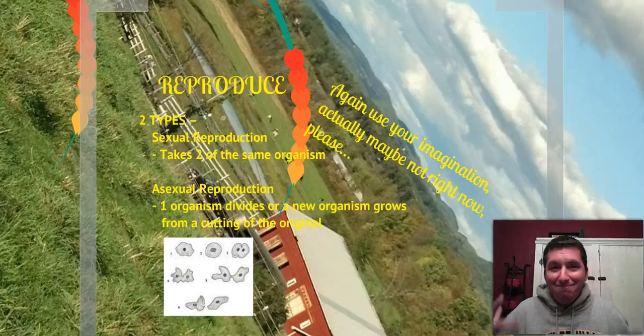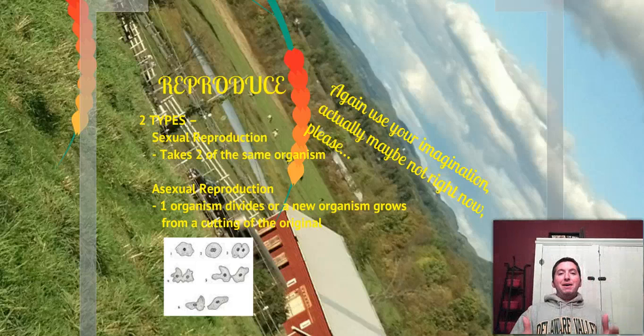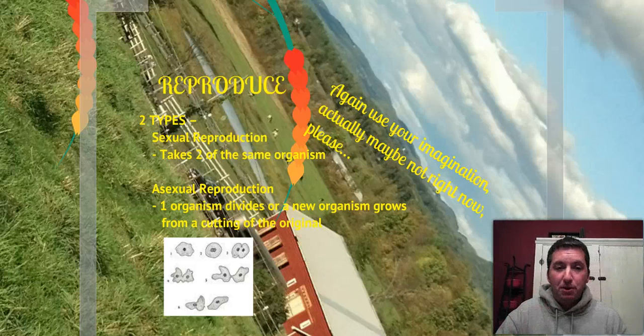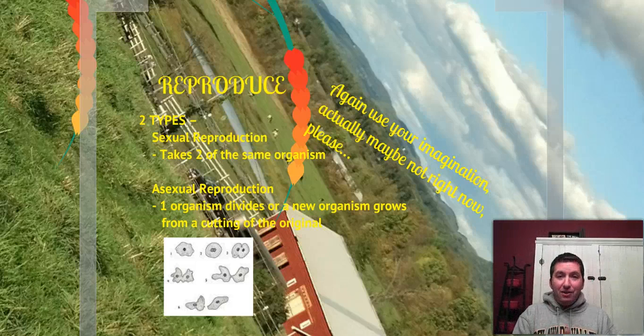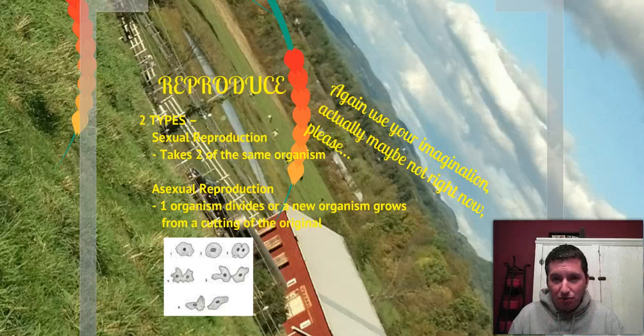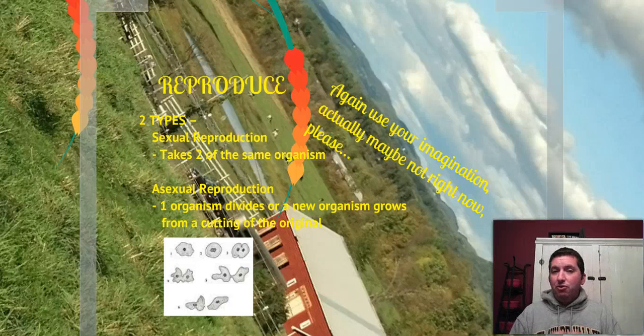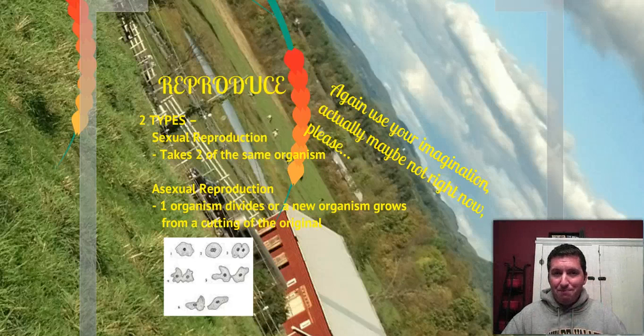Reproduction. Again, sorry, not giving you a video on that. But there's two types. You have sexual reproduction, which involves two of the same organism to be successful. And asexual reproduction is just one organism that typically just divides. Sometimes the organism will just go from one and divide into two, like the picture shows in the bottom left-hand corner of your screen. Sometimes with certain plants, you can cut the plant and just replant it, and it grows.